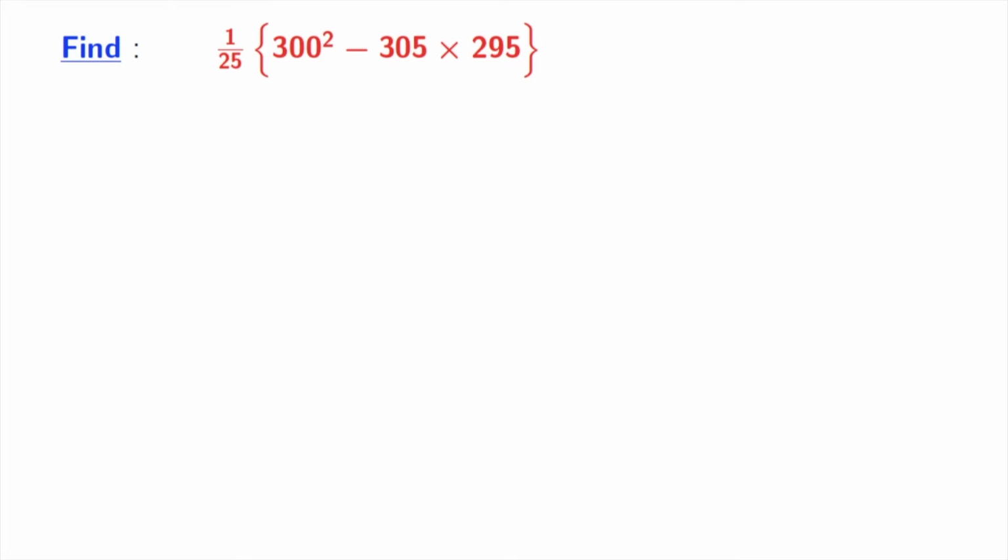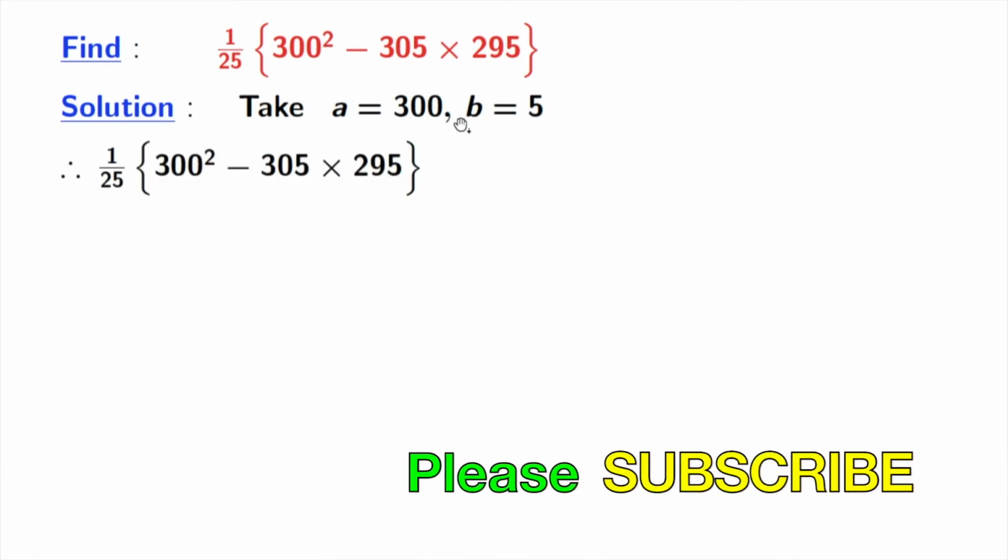So let's start. At first, let's take a equal to 300 and b equal to 5. Now this is our given expression.